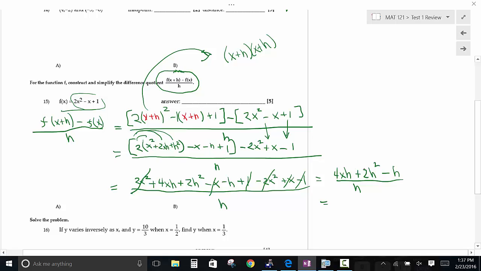What I've tried to get you guys used to doing is, what can you do with that h that's in the numerator? You can factor it out. That's the best approach to doing this. So if you take that h out, you're going to have 4x plus 2h minus 1 all over h. I'm just taking out that common factor of h. Now you cross it out, and that's the answer to the problem. So the answer to this is going to be 4x plus 2h minus 1.